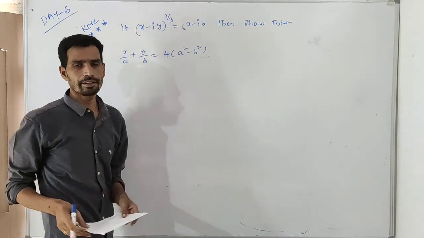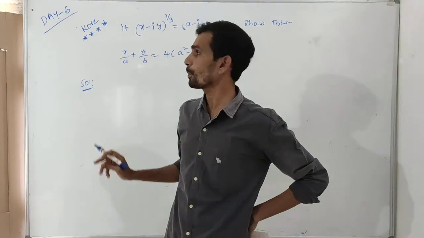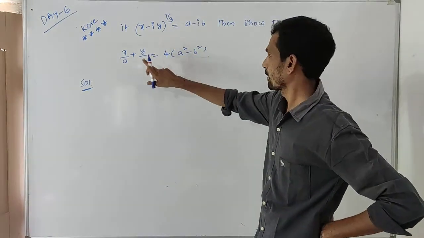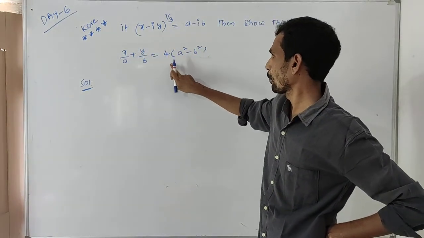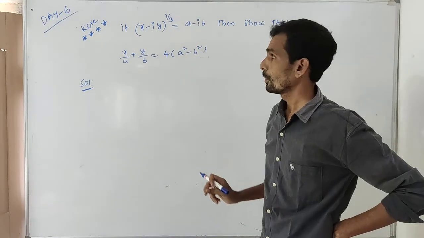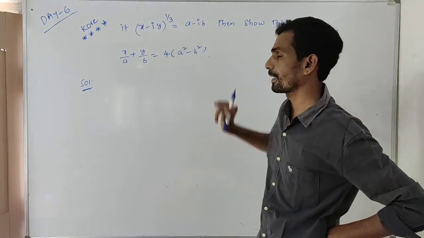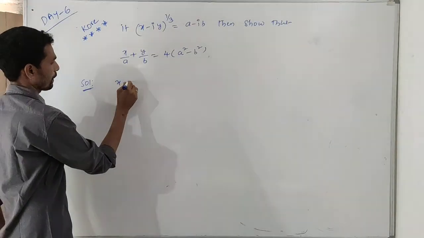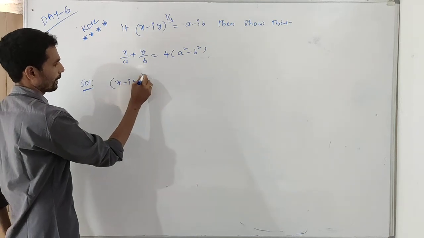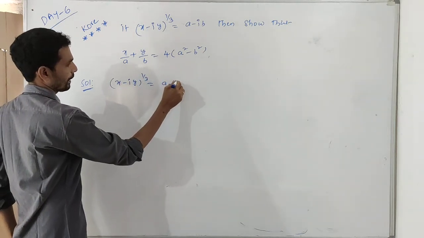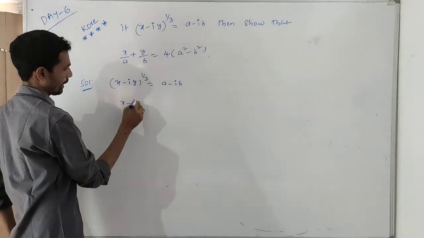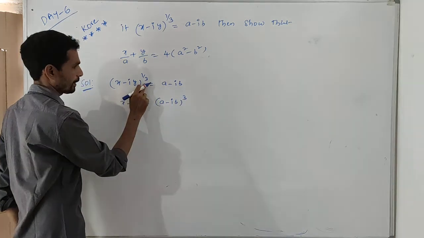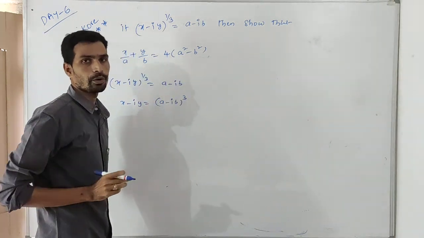What is given? It is given that (x − iy) to the power of 1/3 is equal to a − ib. Then show that x/a + y/b is equal to 4(a² − b²). Here a means the real part, b means the imaginary part. So x − iy is equal to (a − ib) whole to the power of 3 only. On the LHS side it is 1/3, on the RHS side it is 3 only.